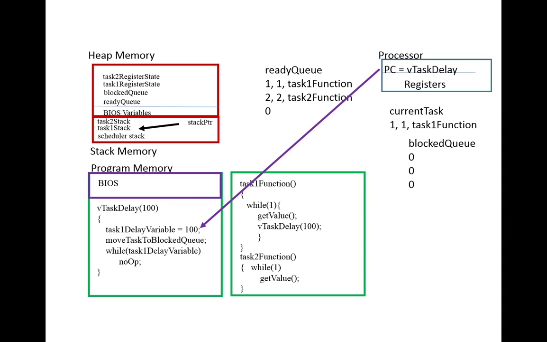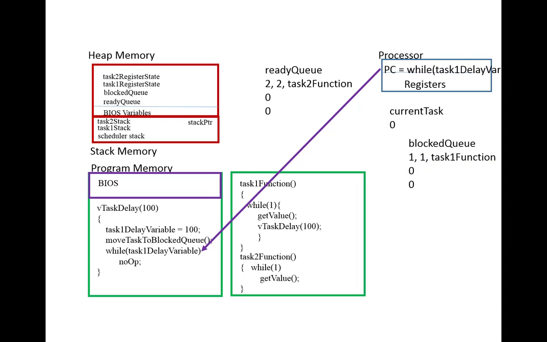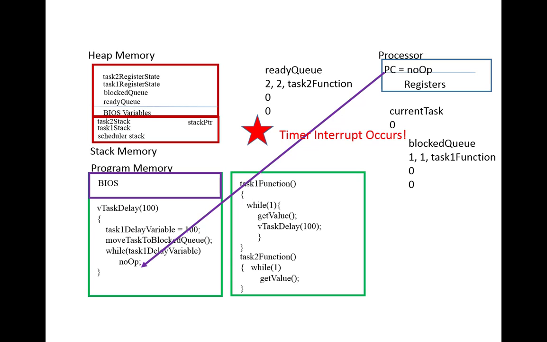So we're going to set a delay variable associated with the task to be 100. Now because we don't want the task to run right now, we're going to move it to the block queue. Notice that it's not in the ready queue anymore, it's in the block queue. And now we're going to start doing nothing really, because our task doesn't want to do anything. It wants to be blocked, it wants to wait.